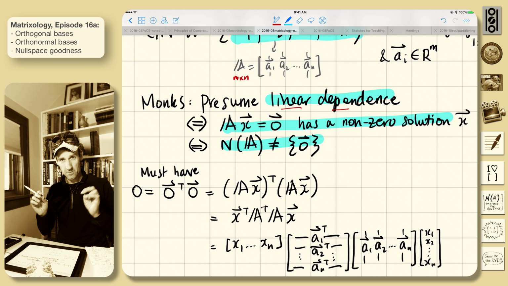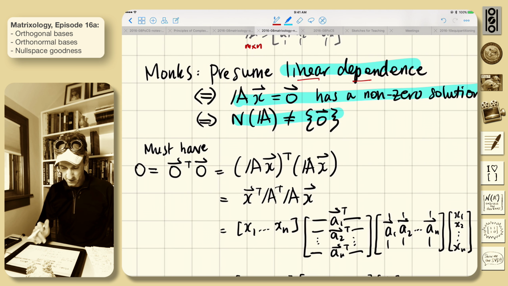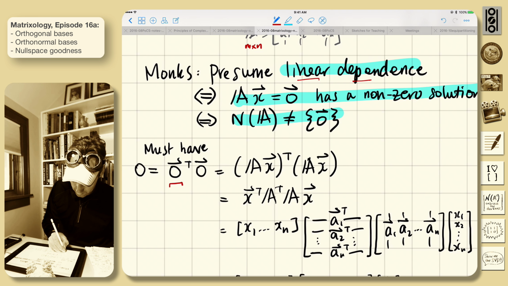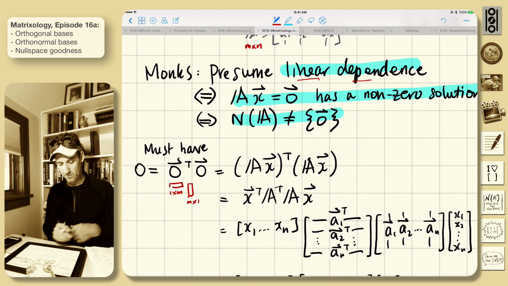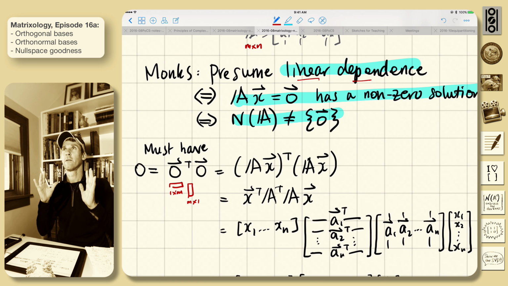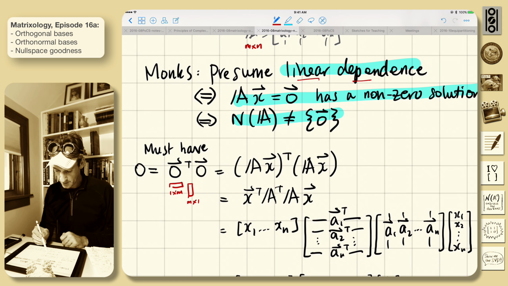Okay, so if A times x equals 0, then we can do this. This is a very nice thing. We'll say 0, this is the 0 vector dotted with itself. These are m by n matrices, m by 1, 1 by m. Of course, it's just a 0. So that has to be 0, and we're presuming we have an x that lives in the null space that's not 0. We're just using the null space equation here.